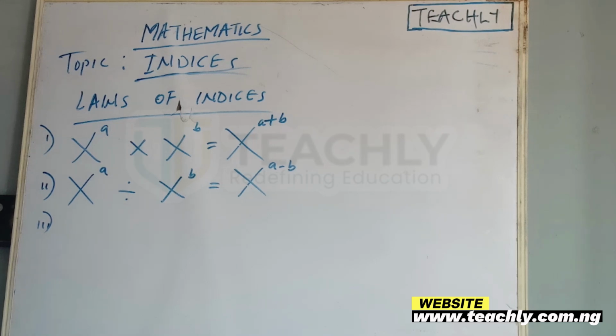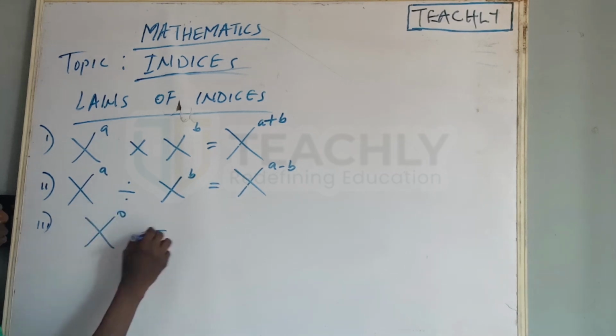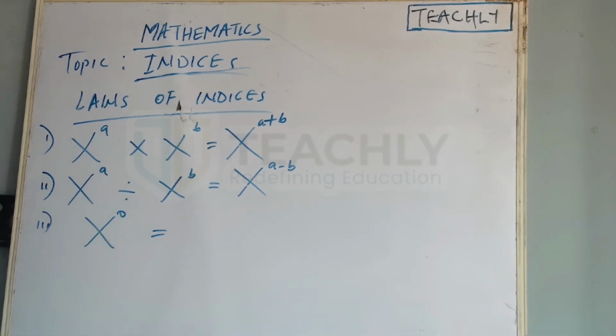Another one is the zero power. For zero power, you have x to the power 0. Any number to the power 0 always gives us 1. And then we move on to fractions. We have the fraction rule.